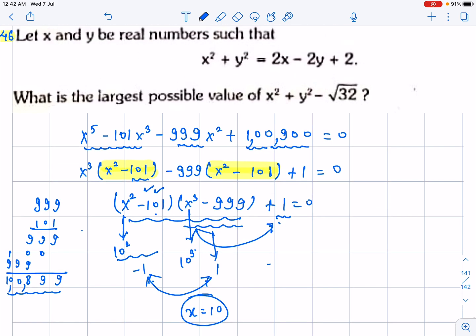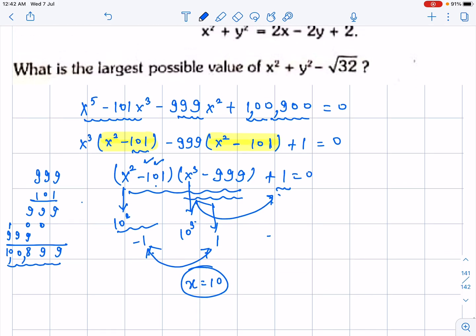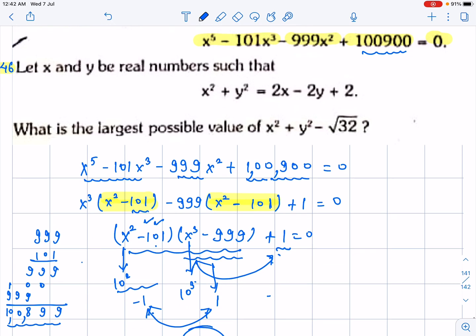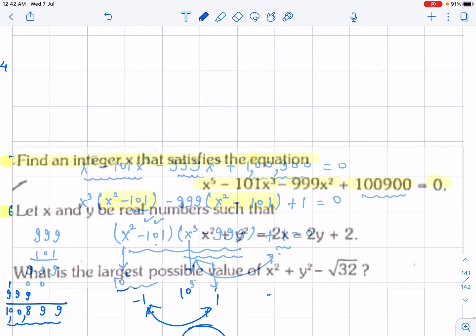No other solutions for this equation would be existing. The only solution for this equation is what? X is equal to 10. Now let's move on to the next question.